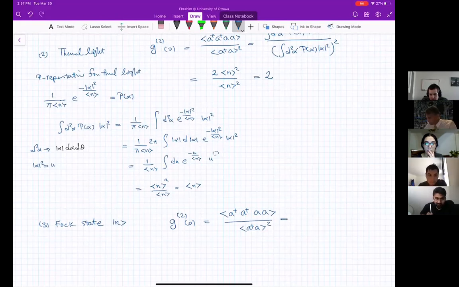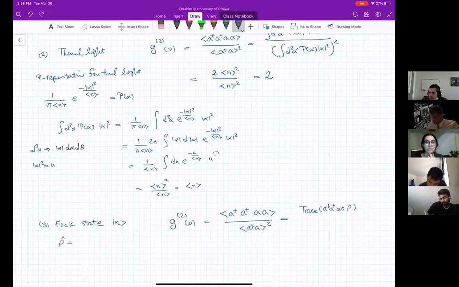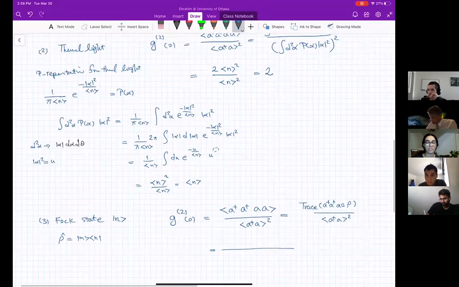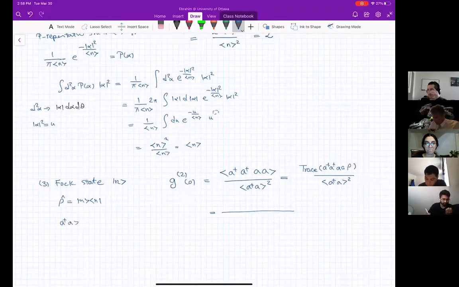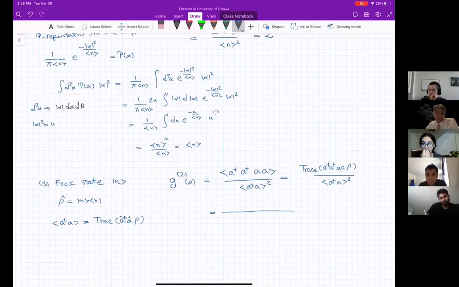Nope, I don't know. So simply that is the trace of a dagger a dagger a a on the density matrix, and this is the Fock state. So the density matrix essentially is given by |n><n|, right? Because it's a pure state, divided by a dagger a power of 2, which is, again, the trace of this power of 2. So Josh, can you tell me what is the expression for the denominator, let's say? What I want to calculate is a dagger a average, which is the trace of a dagger a on the density matrix, right? And the density matrix is just a pure state of n.